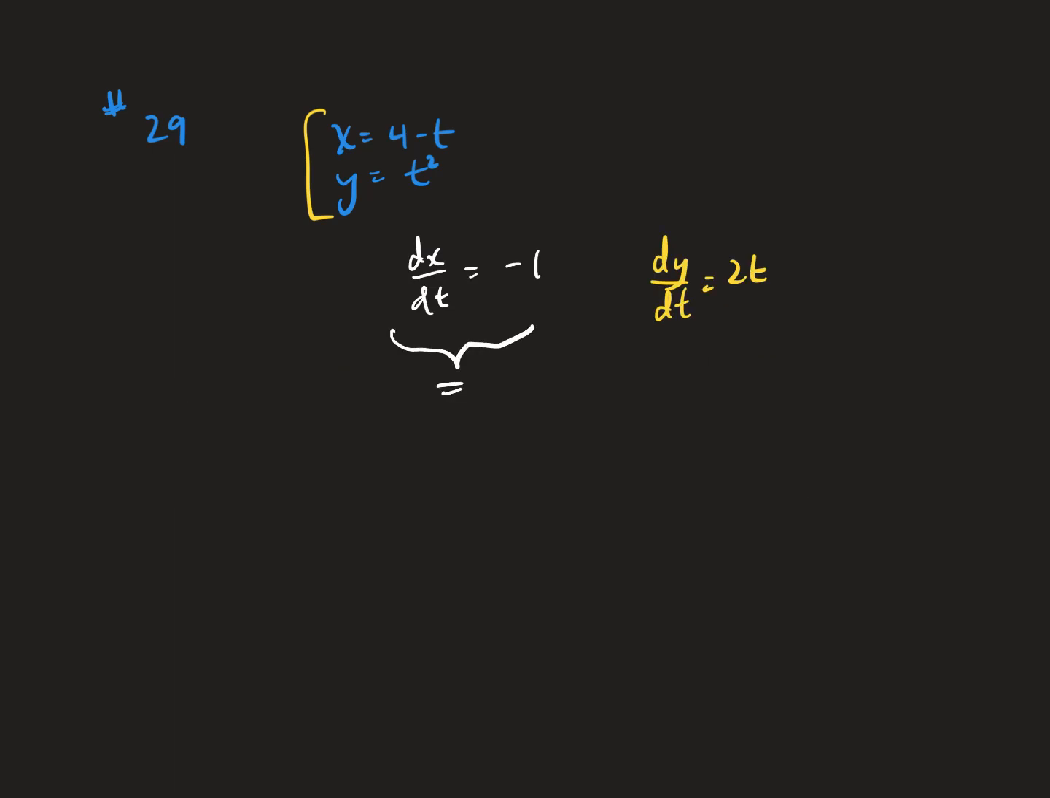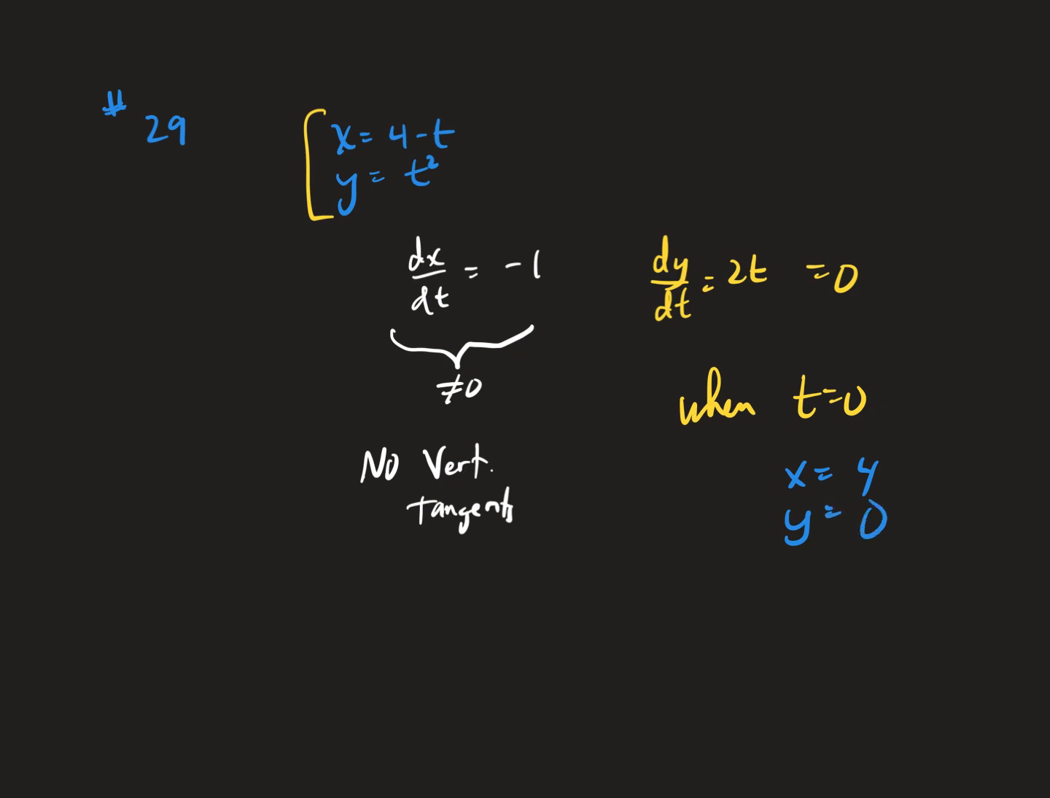dx/dt is never 0, therefore there are no vertical tangent lines. dy/dt is equal to 0 when t is equal to 0, which is when x is 4 minus 0 and y is at 0 squared, or at the point (4, 0). And since y is not changing at all at that point, this is going to be a horizontal tangent line.